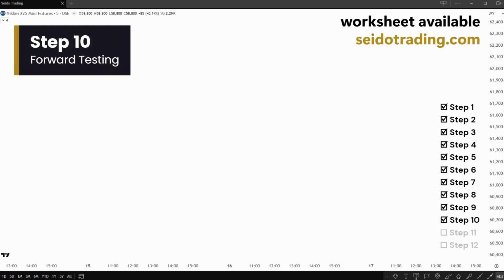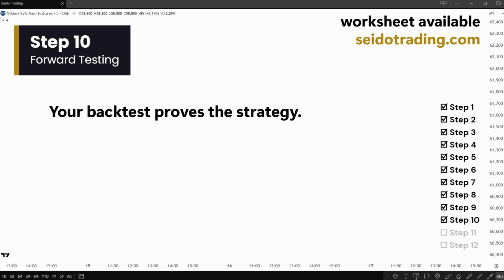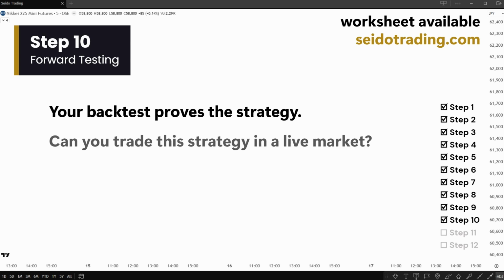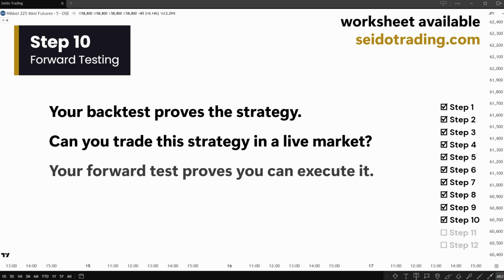Step 10, forward testing. Forward testing is where you find out whether you can execute on your rules. The gap between backtest results and your forward test results is a direct measure of your execution discipline.